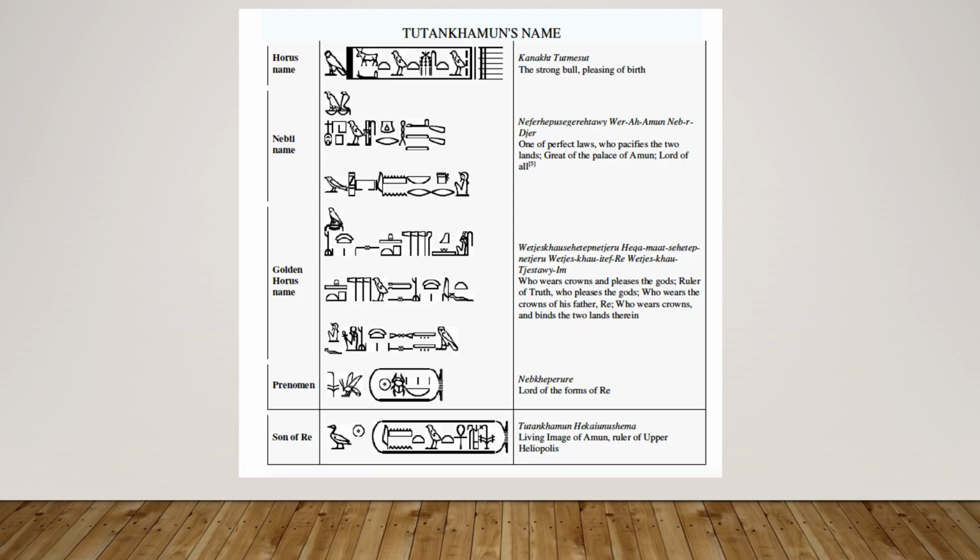Amun, Lord of all. And the golden Horus name is translated as who wears crowns and pleases the gods, ruler of truth, who pleases the gods, who wears the crown of his father, Ra, who wears crowns and binds the two lands therein. And then we have the prenomen, which is translated as Lord of the forms of Ra. And then we have the Sarah name, which is translated as living image of Amun, ruler of Upper Heliopolis.